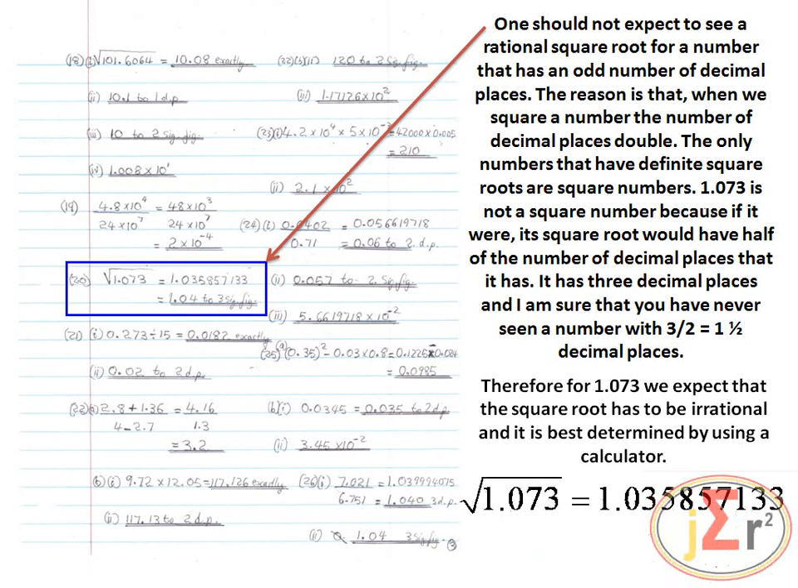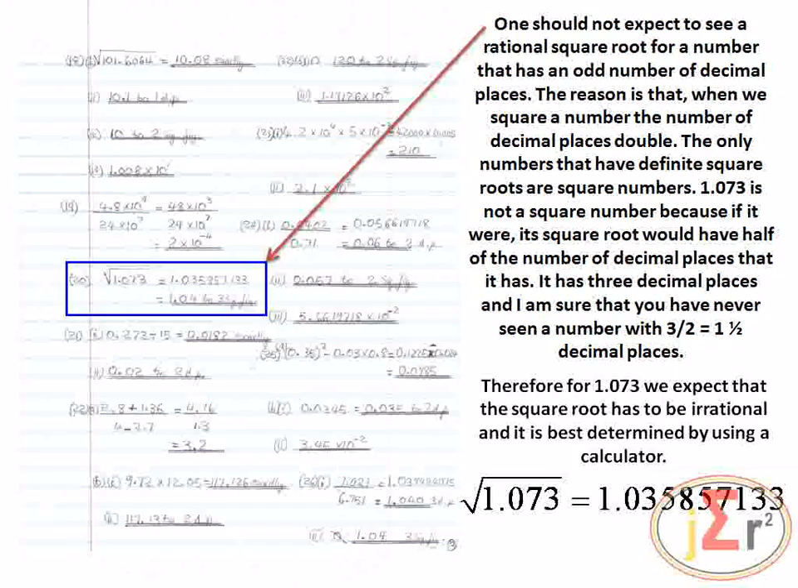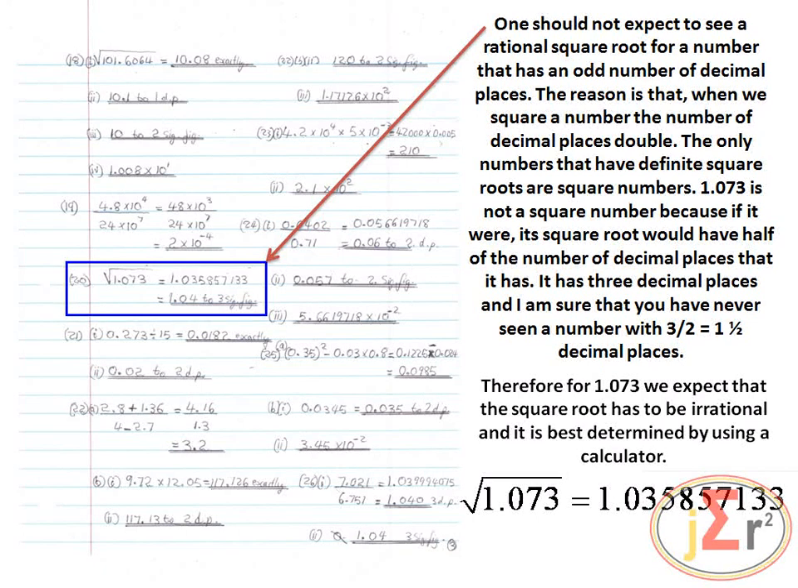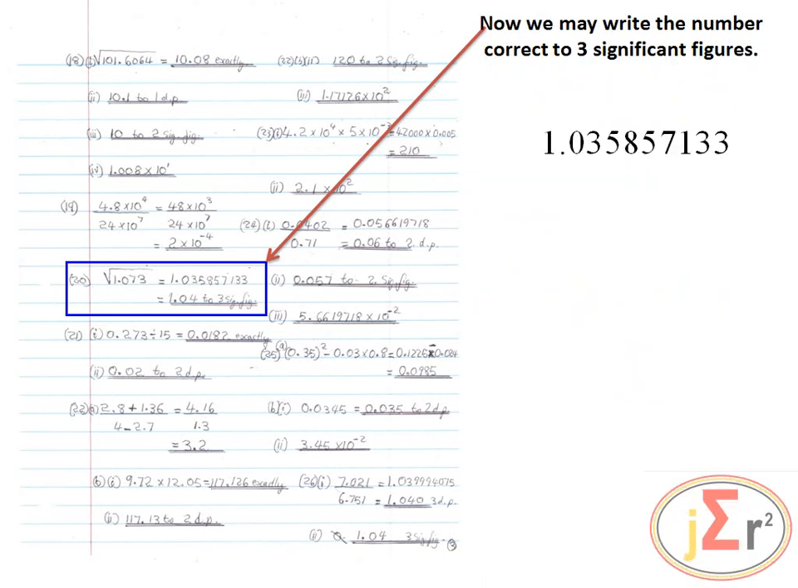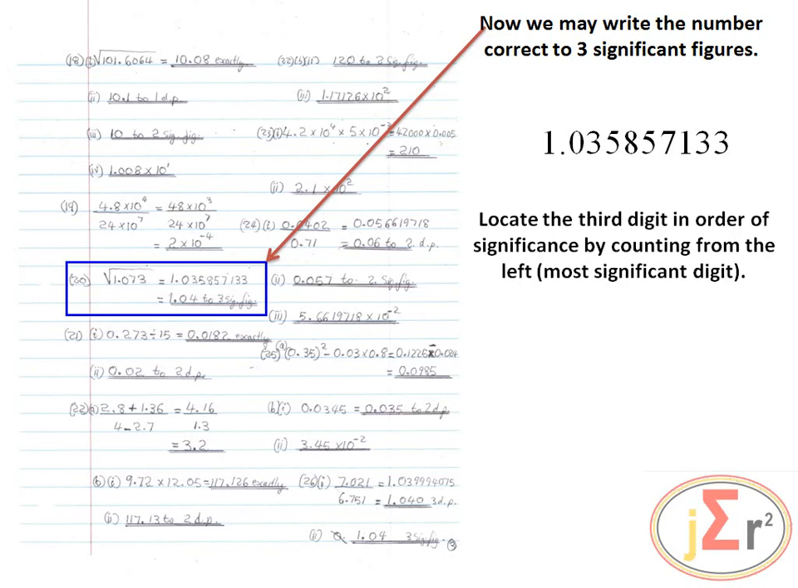Not very nice. And that is the horrible answer that we get. But that is not the test. The test is writing that number that we have there correct to 3 significant figures. This we will write correct to 3 significant figures on the next slide. Now we may go straight ahead and write the number correct to 3 significant figures.